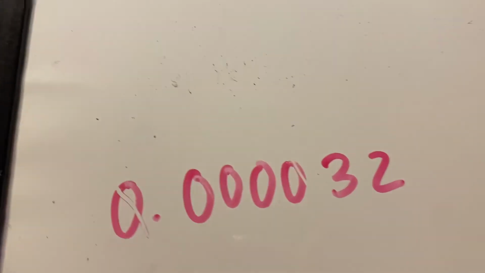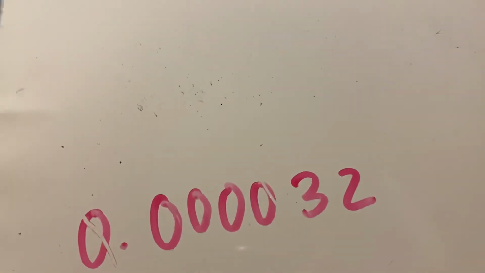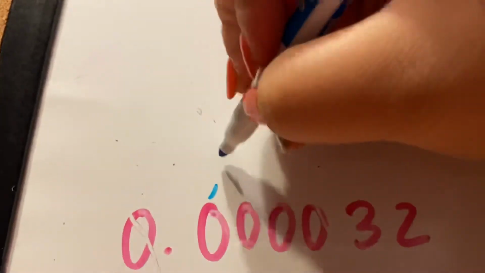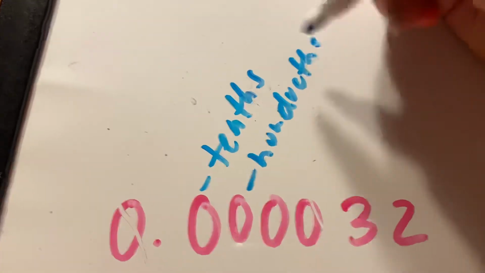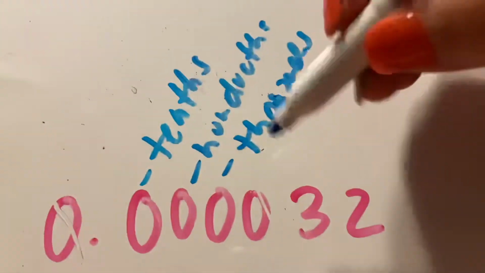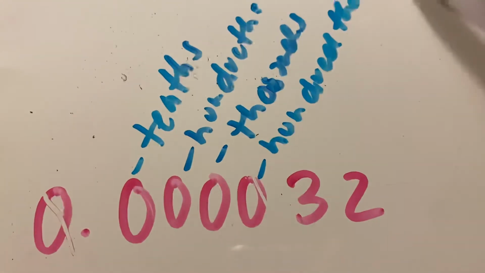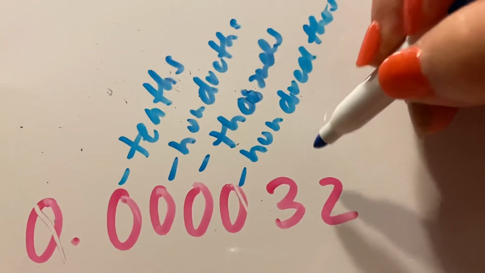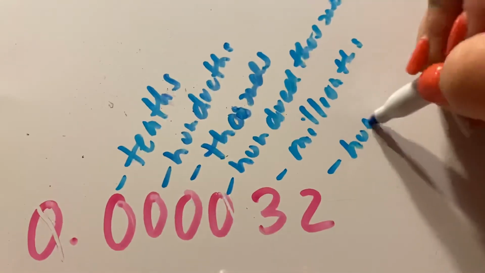And now, we have to switch up our logic for the last one, just a little bit. So this number has 1, 2, 3, 4, 5, 6 digits after the decimal point. So this is our tenths, as we know. Hundredths. And this place would be the thousandths. And this would be the hundred-thousandths. And this would be the millionths. And this would be the ten-millionths.